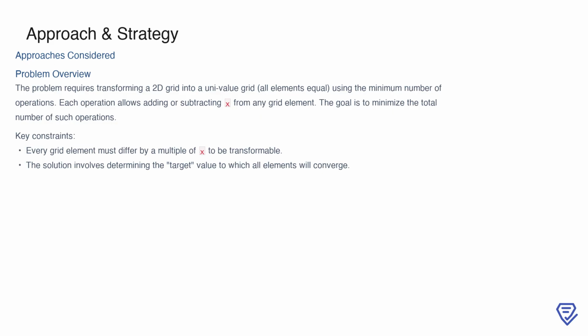Each operation allows us to add or subtract a given value, x, from any grid element. A key constraint here is that the difference between any two grid elements must be a multiple of x for the transformation to be possible. Our task is to determine the optimal target value to which all grid elements will converge, minimizing the total operations required. This lays the foundation for the approaches we'll discuss next.